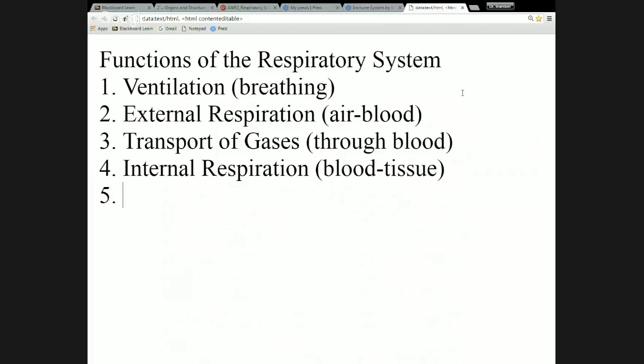And then the last, or the end of respiratory function, is cellular respiration, which is in cells: how those gases are used and modified in cells. So we'll talk a little bit about some of the function behind breathing. We talked about it in lab a little bit.